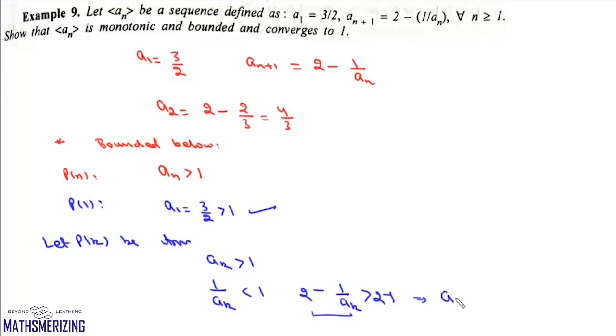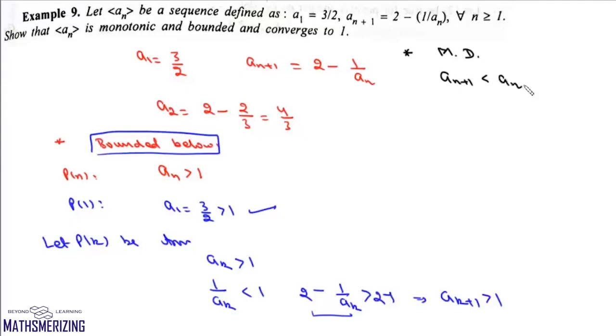So from here we can say aₖ₊₁ will be greater than 1. So this sequence is bounded below and aₙ is greater than 1. Now the second part, we'll prove that this sequence is a monotonic decreasing sequence, that is aₙ₊₁ will be less than aₙ.